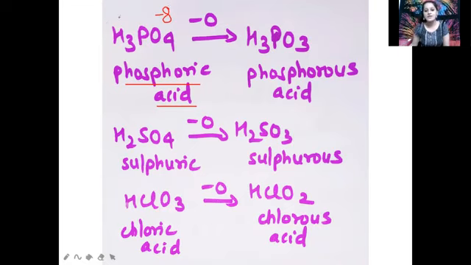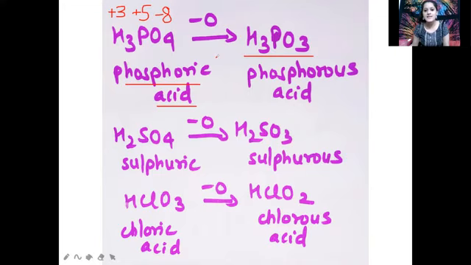Then the charge on hydrogen is plus 1. There are 3 hydrogen atoms, so we will multiply plus 1 with 3. Hence we will get plus 3. So minus 8 plus 3 is going to give you minus 5, and minus 5 will be stabilized by plus 5. Hence, the oxidation state of phosphorus in phosphoric acid will be plus 5. This is how we find out the oxidation state of phosphorus in phosphoric acid. Now, if I remove one oxygen atom from this phosphoric acid, we are going to get the formula H3PO3.